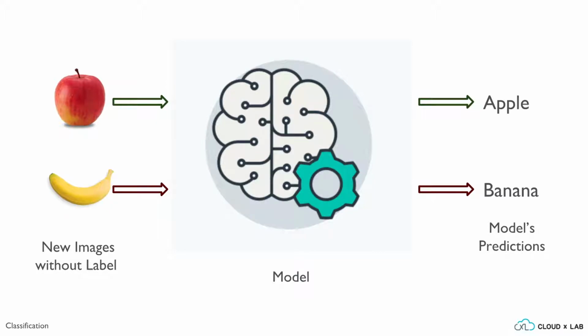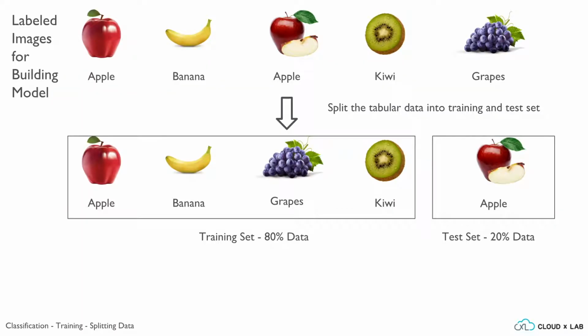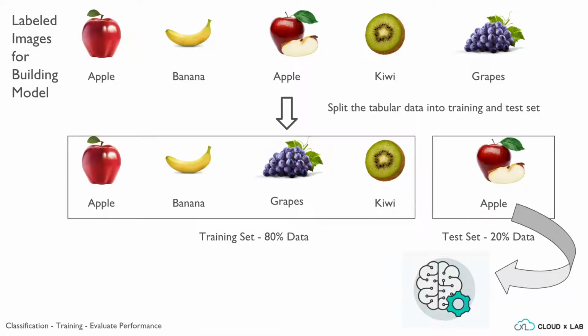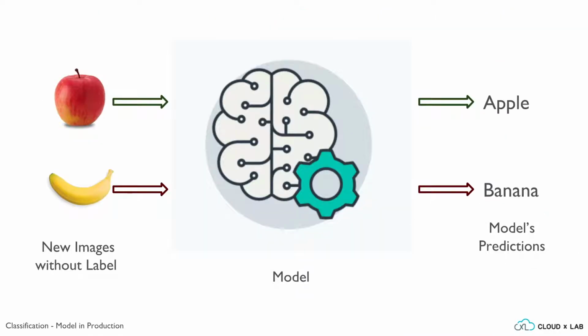So, how does the training work? We first represent the image in tabular form, in the form of rows and columns. We will soon revisit how to convert an image into tabular form. Then, we split the data into training and test set in 80-20 ratio. And then, using the training set, we build the model. And using the test set, we evaluate the performance of the model. And then we deploy the model in production, where it classifies the unknown new images into one of the fruits.